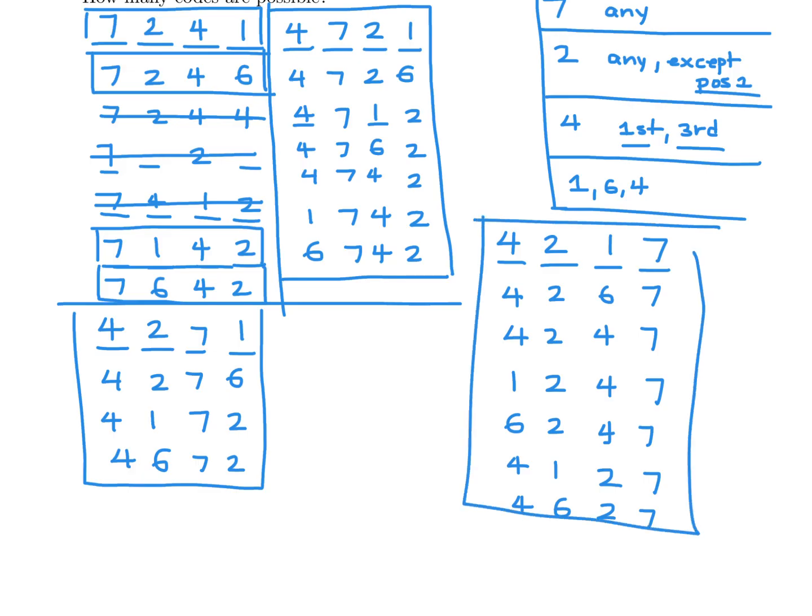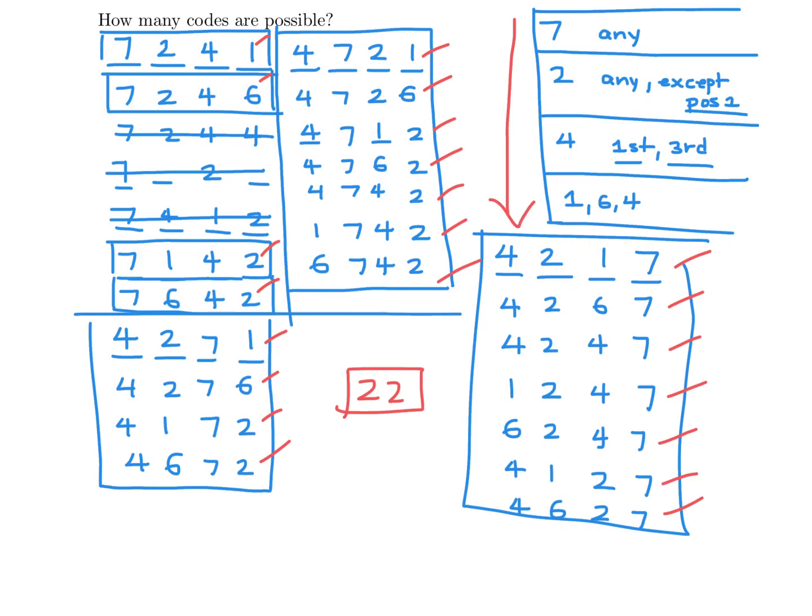So how many did I get in total? 1, 2, 3, 4, 5, 6, 7, 8, 9, 10, 11, 12, 13, 14, 15, 16, 17, 18, 19, 20, 21. 22 is the answer to this question. And just as long as you have a systematic way of putting the numbers, and then you just follow the rules, make sure you don't put them in positions that they're not allowed. You have to do it manually. And because there's only 22, it won't take that long.